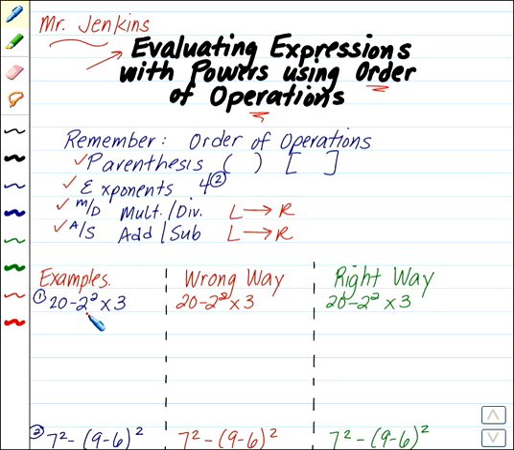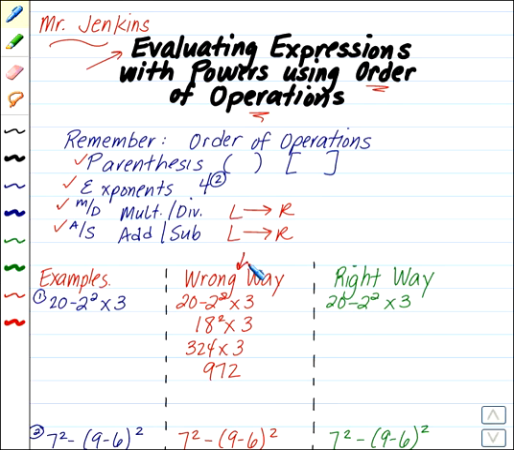Now what I want to do is give you a couple examples and show you a wrong way to do it and a right way. If we have 20 minus 2 squared times 3, the wrong way to do this would be if you took 20 and you subtracted 2 and you got 18, and we're going to square that times 3. Then you remember I need to use powers before multiplication. 18 squared, which is 324, times 3. And finally, 324 times 3 is 972.